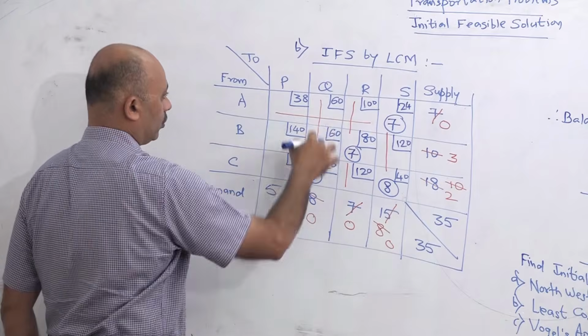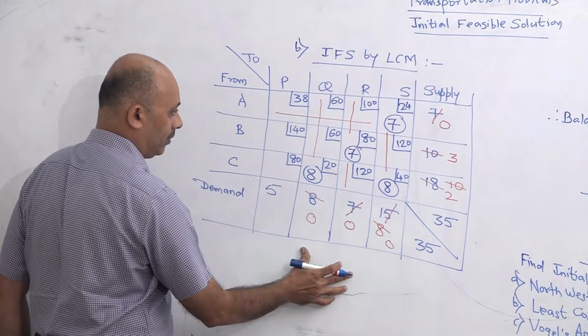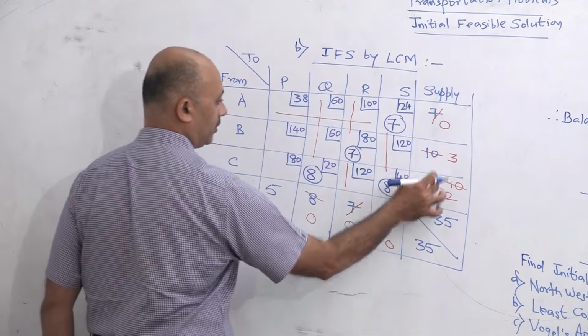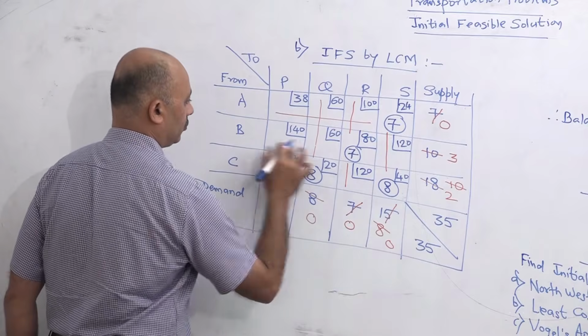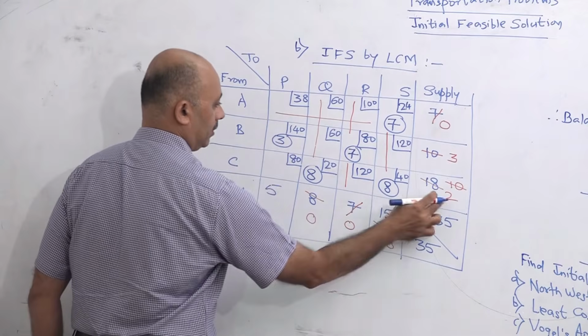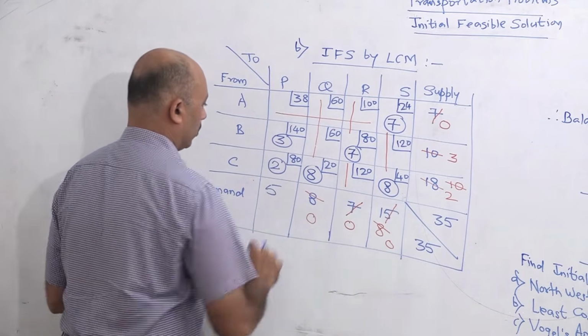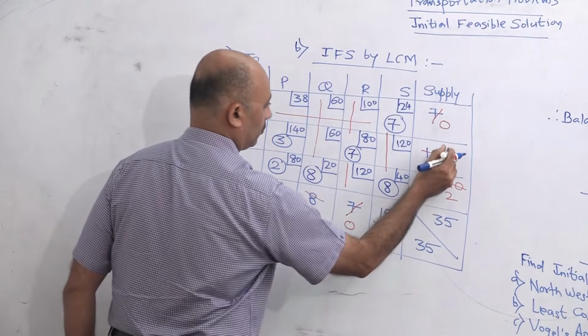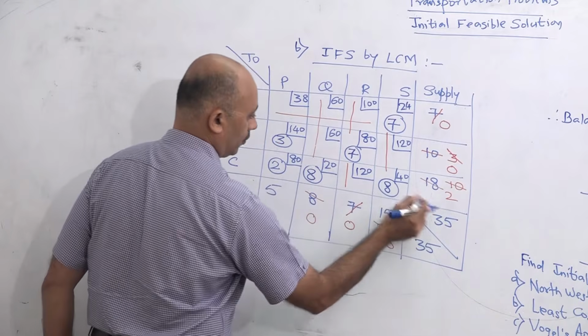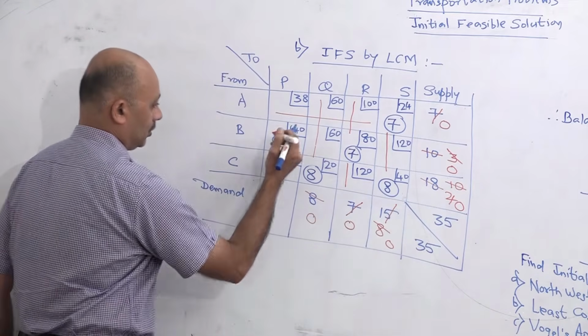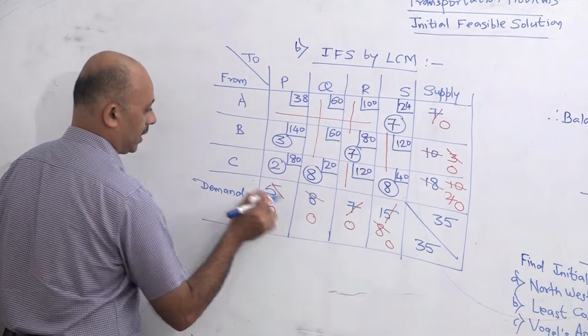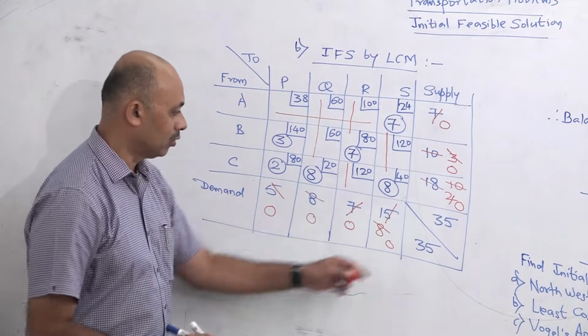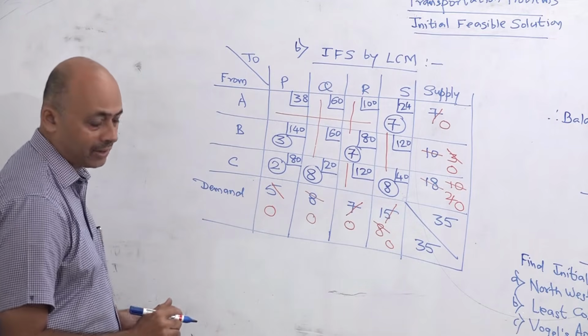And now Q, R and S, all three columns are over. Only one column is remaining. So whatever is here, you can give directly. So this 3 you will write here, and this 2 you will write here. Okay. And now you cross check. 3 out of 3 is given. This is 0. 2 out of 2 is given. So this 2 is 0. 3 plus 2 is 5. So all demand now becomes 0. So now there is no outstanding supply or outstanding demand.